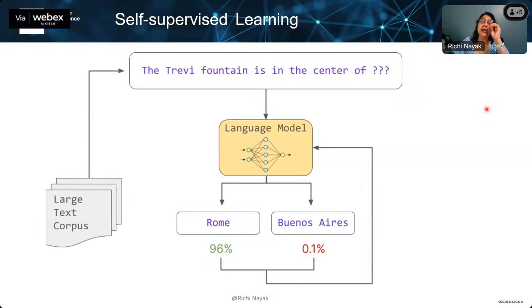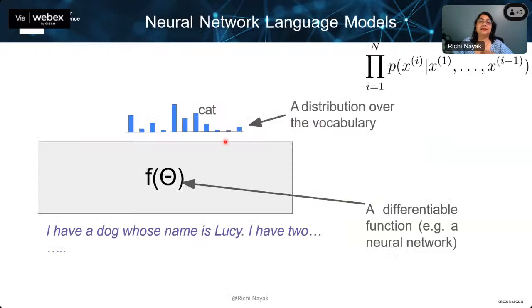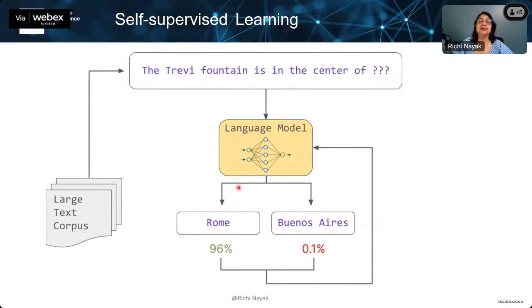Deep learning allows this self-supervised learning. For example, we have a large text corpus and we say, the Trevi Fountain is in the center of, so the language model has learned a lot of probability distributions like this. Based on this, it would have Rome with 96% probability, and any other cities with very low probabilities.